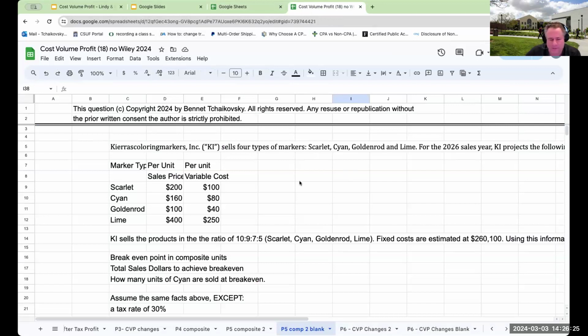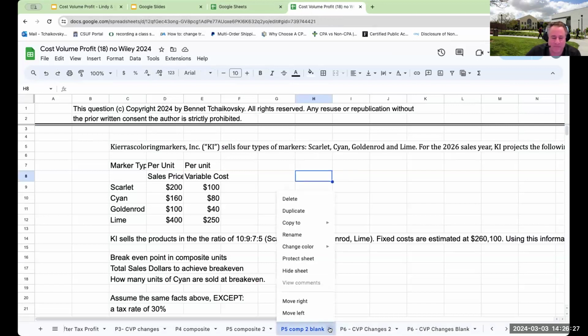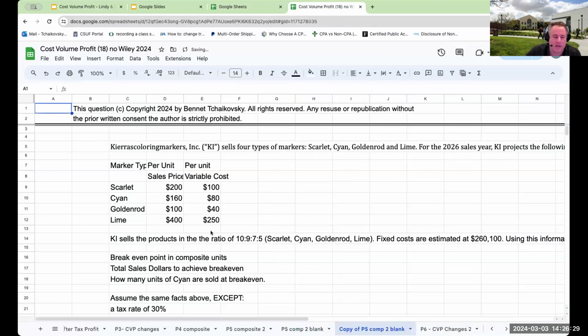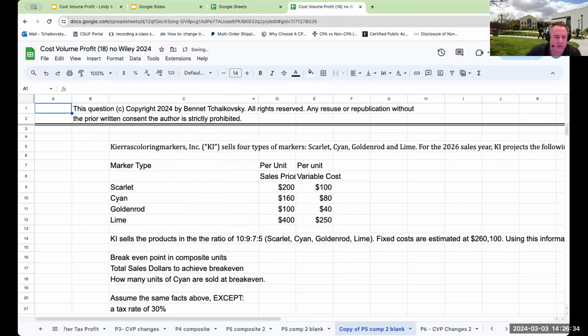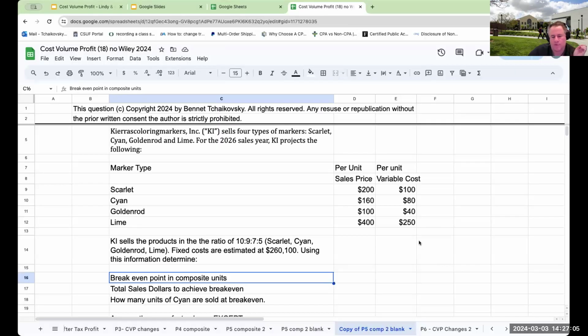All right, let's go ahead and take a look at this one over here. So when we come over here to composite units, essentially we're selling many different units, but we're not selling them in the same ratio.